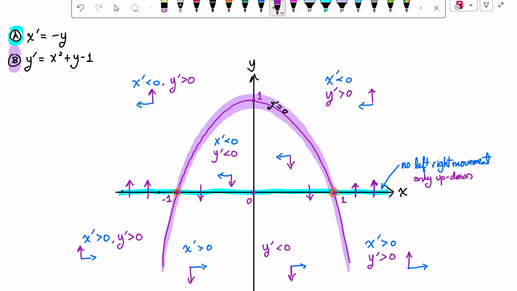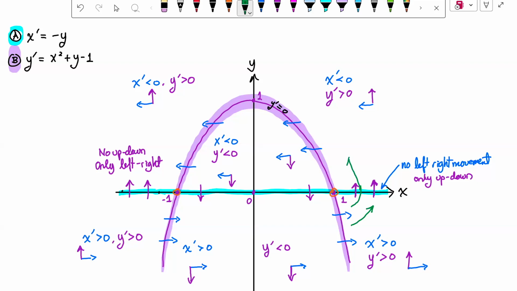Now on the y nullcline, there is no up-down movement, only left-right. So here we look at the direction of flow for x. Above the x-axis, the direction of flow is always moving left. And below the x-axis, the direction of flow is moving right. What does this imply then for potential solution trajectories? Let's start in the lower right. Curves should be moving right and up, and as they cross the x-axis, they'll cross exactly vertically.